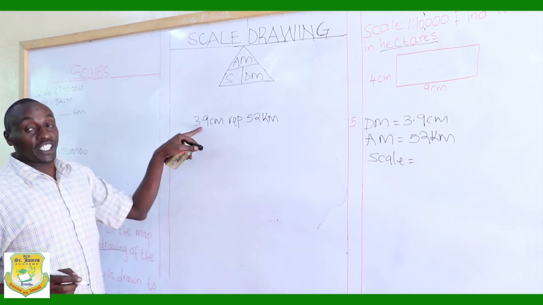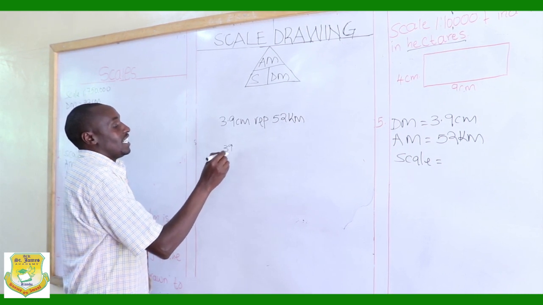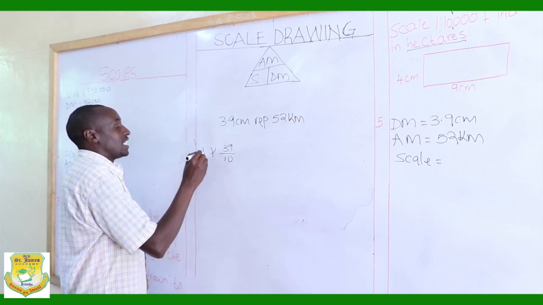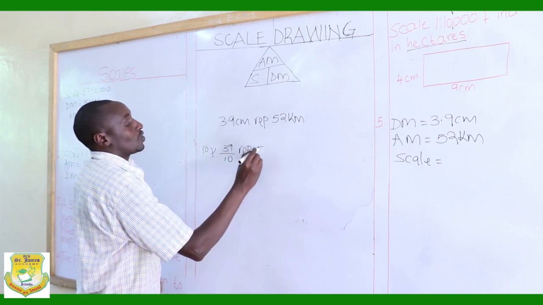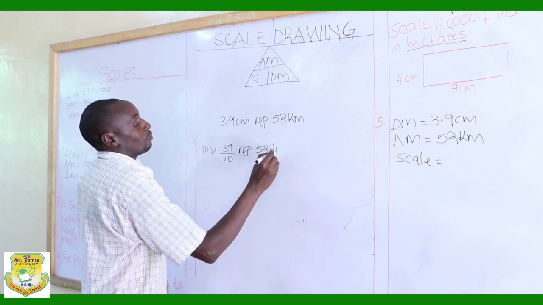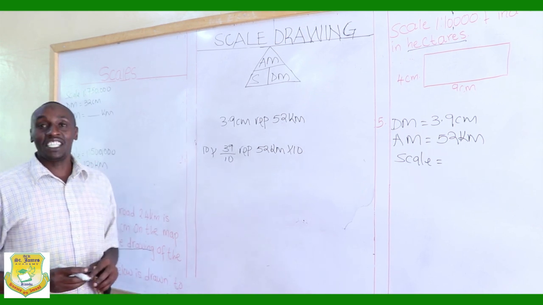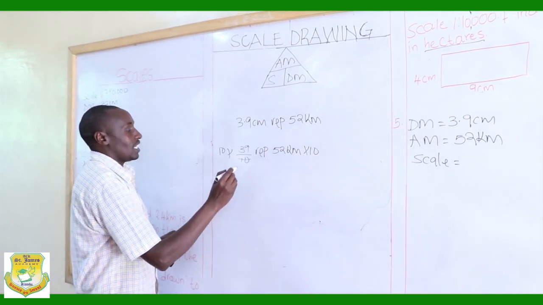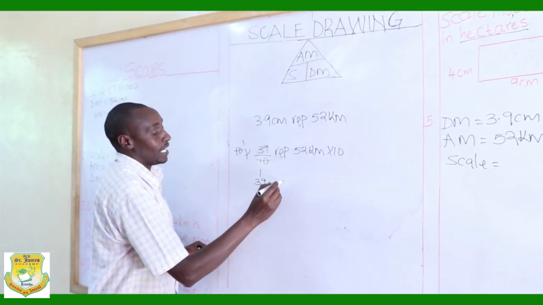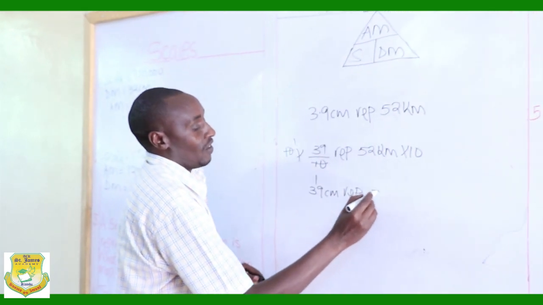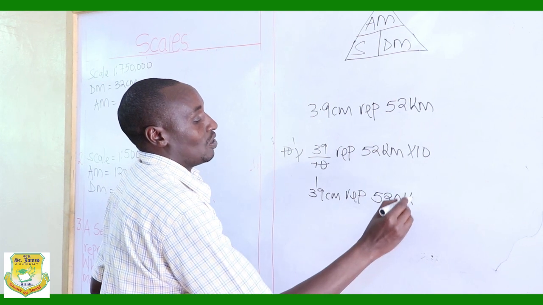I want to get rid of this decimal. So I'll take 39 over 10, I multiply by 10 to get rid of that decimal, represents 52 kilometers. I multiply that side by 10. I multiply so that I deal with whole numbers. I get this side that 39 centimeter represents 52 kilometers times 10, I get 520 kilometers.